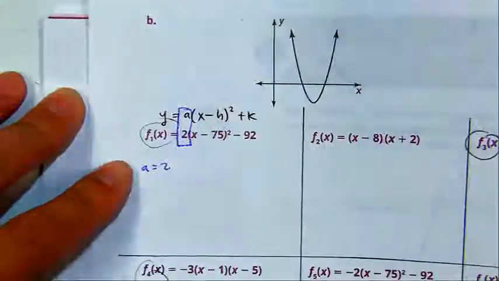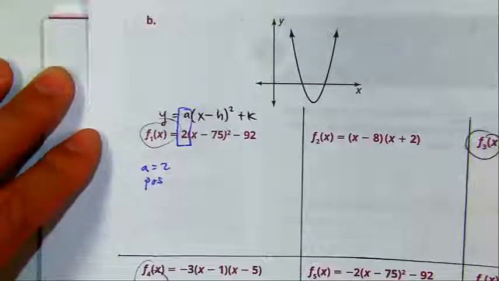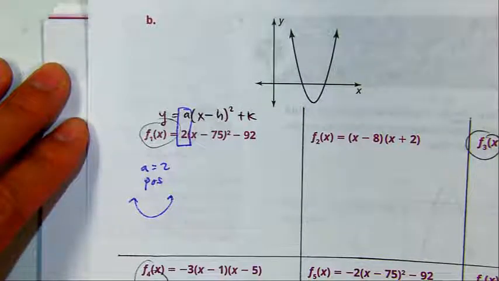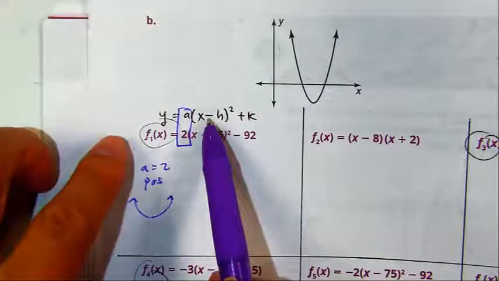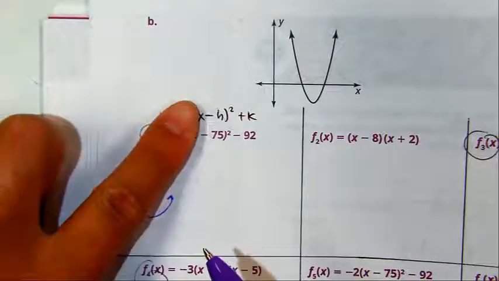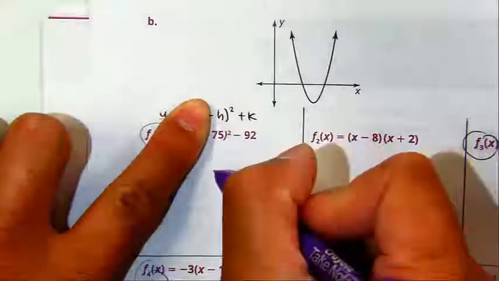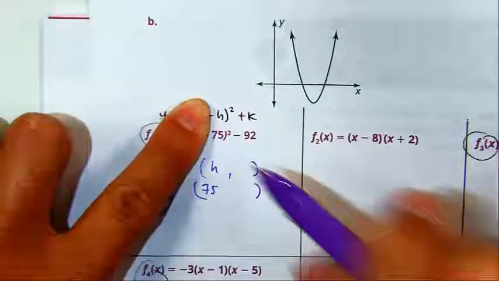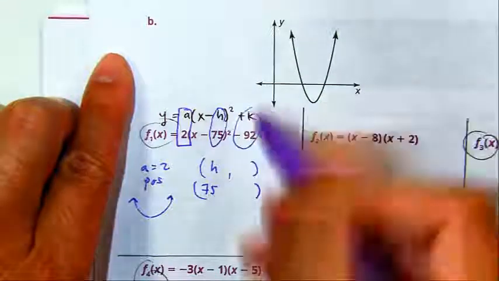Class, is 2 positive or negative? And what does that tell us about our concavity? So it's going to open up. We learned yesterday that you can use your finger or an eraser for the next part. The formula must have a minus sign. We already have a minus sign, so I can just do covering up. H is equal to a positive 75. And K is equal to what? Negative 92. Whatever number's out there, just circle it.